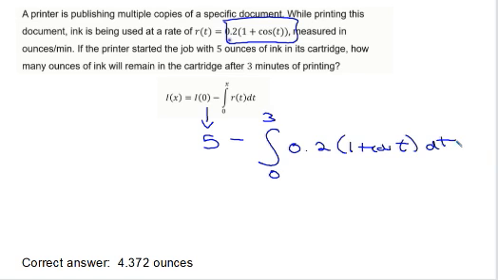dt. All right? Most of this is just knowing where to put the numbers in the accumulation function and knowing whether to add or subtract. When you do this on the TI-84, you get our correct answer of 4.372. All right?